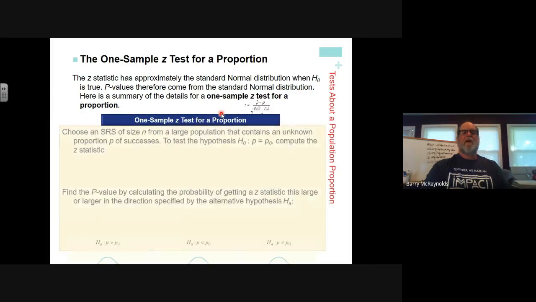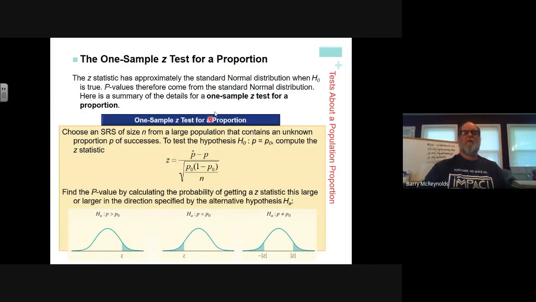Okay, so the p-values come from the standard normal distribution. And so for a one sample z-test, here is the value we're going to use, where p hat is the observed value. We have the population parameter that we're testing, which we're going to use here. This is also that same value, p equals p naught. So these three are the same value. N is the sample size.